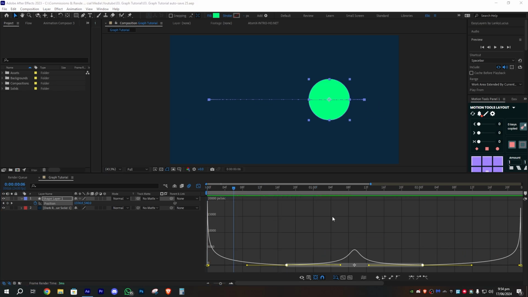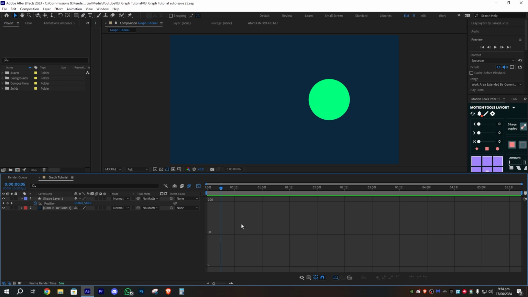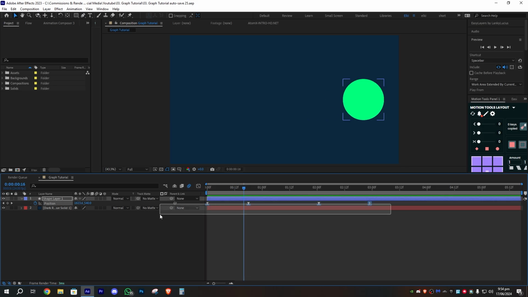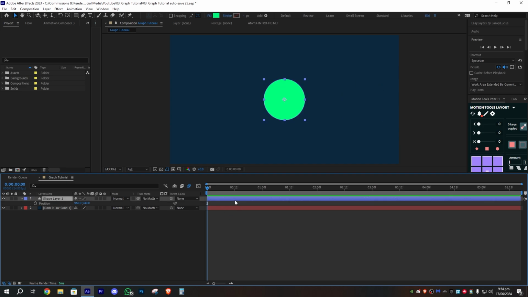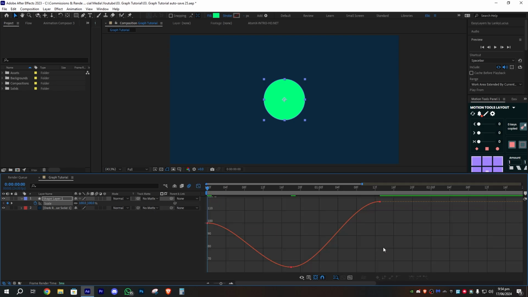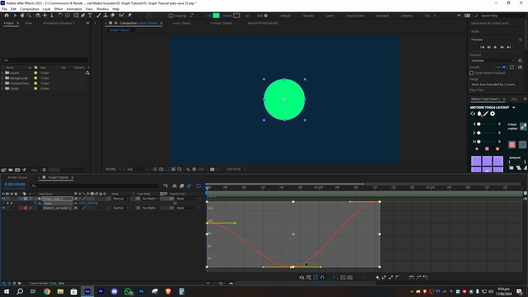Now we're gonna jump into the value graph, and to understand the value graph, I'm gonna basically delete the position keyframes, and I'm gonna create a keyframe for the scale property because it is a single property and doesn't have two different dimensions, so we can work with it in the value graph. Now the value graph looks something like this.